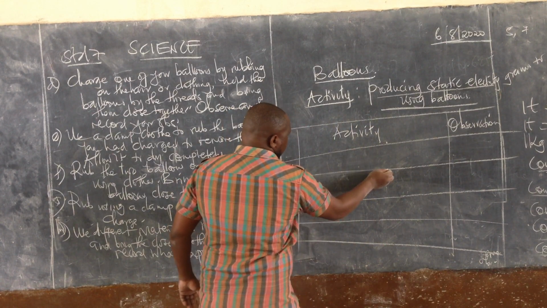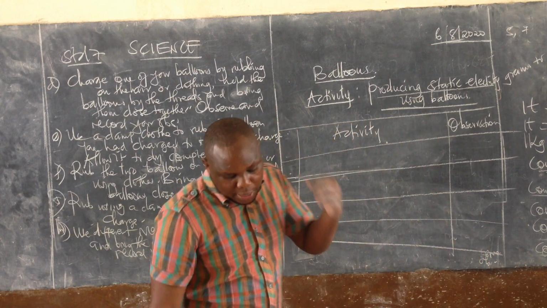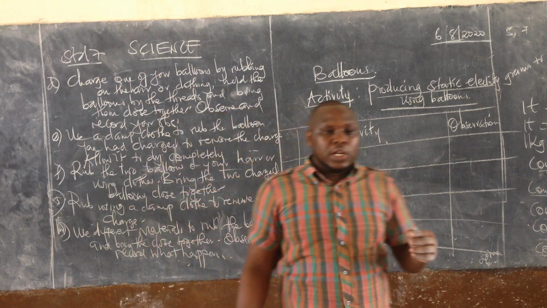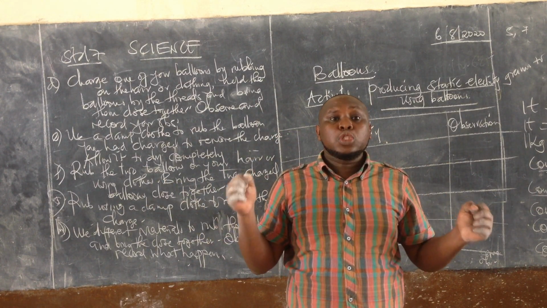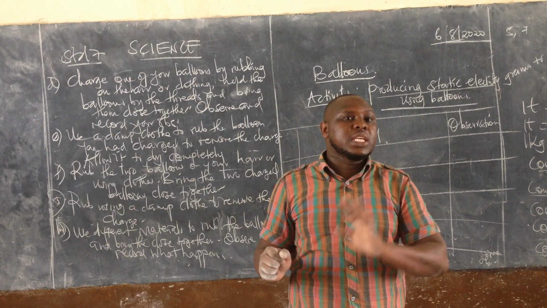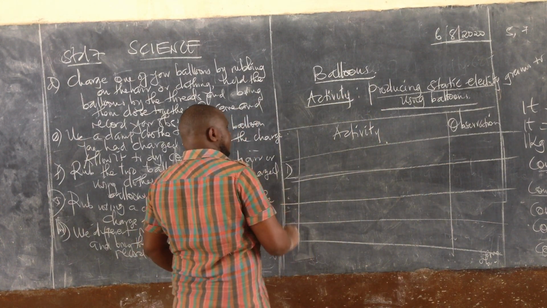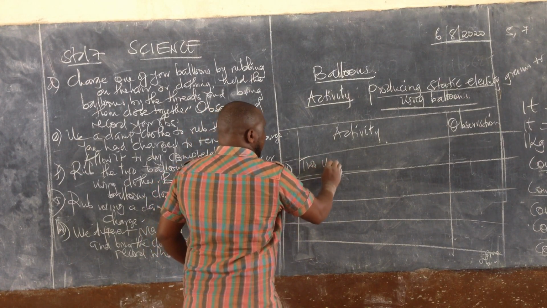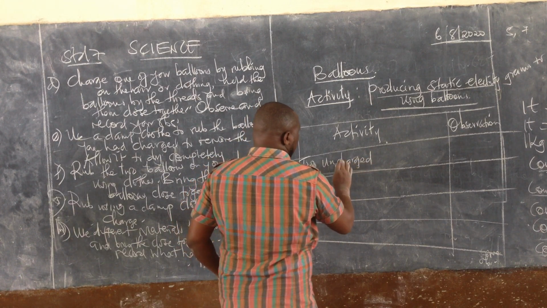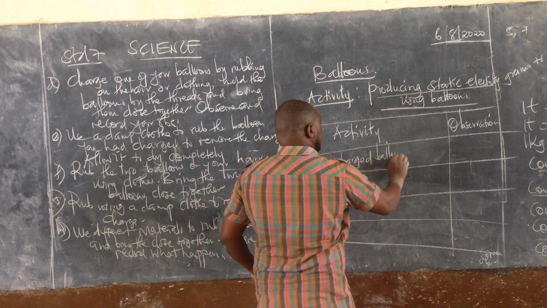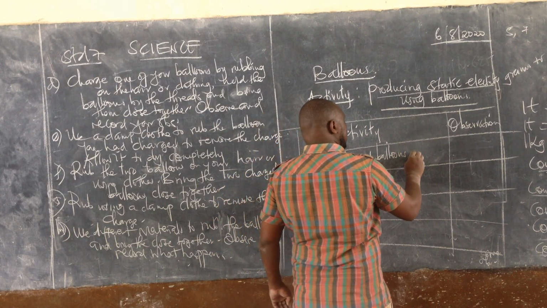So our activity 1 was to inflate 2 balloons. 2 uncharged balloons are brought together. Remember, I told you, inflate the balloons and bring them together. So the balloons were not charged. They were not wrapped using any material, meaning that they had no charge. So we are going to say activity 1: 2 uncharged balloons brought close together.